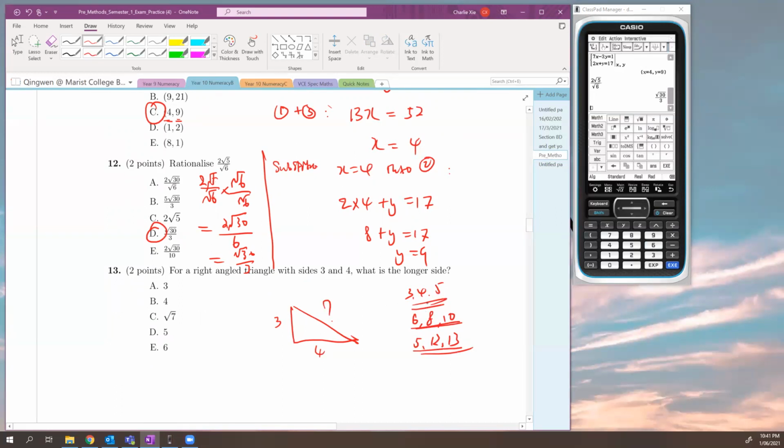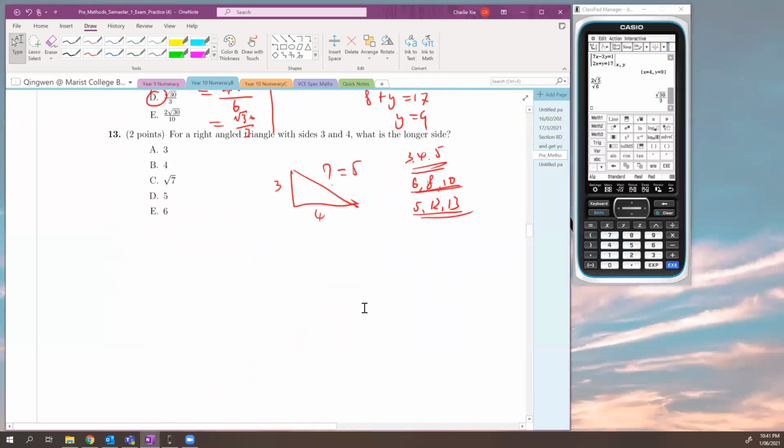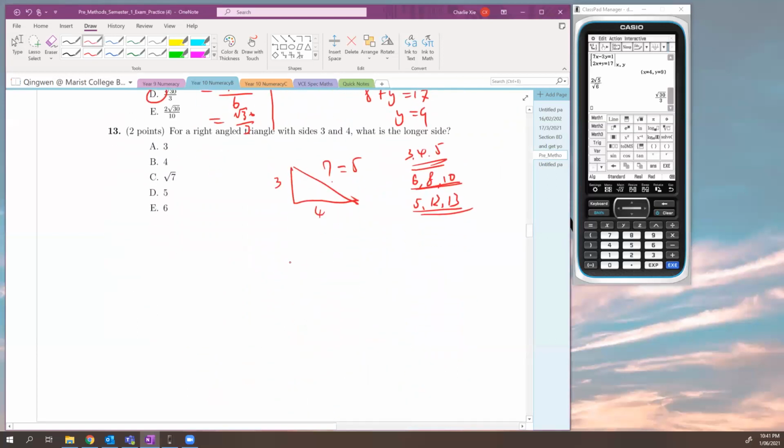So if you know that, you can just get the answer straight away. That's 5. If not, we're just gonna apply Pythagoras theorem. So the hypotenuse is going to be the square root of a squared plus b squared, 3 squared plus 4 squared. So square root of 9 plus 16, square root of 25, which is just 5. Okay.